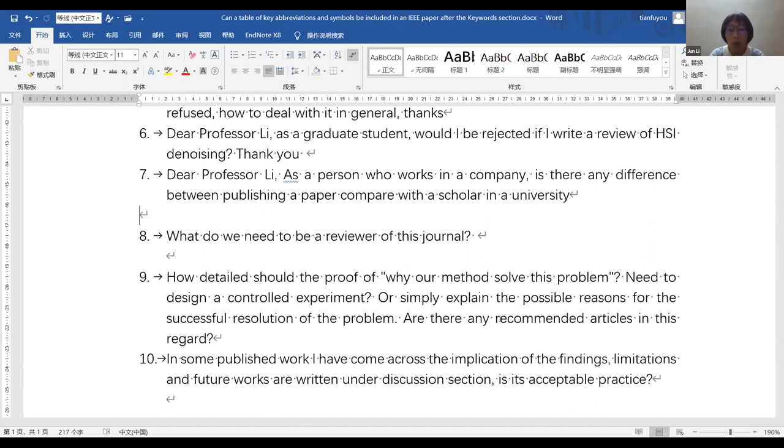But of course, if you want an example, find the best articles, the highly cited papers and the top papers in your field, and read those papers. This is a way to figure out how much we should do, okay? And of course, it is highly recommended to design a controlled experiment and a real experiment. If we design a controlled experiment for our method, that would be very good. If we can have theoretic proof and empiric proof, both, that would be perfect, okay? A simple explanation might not be enough.